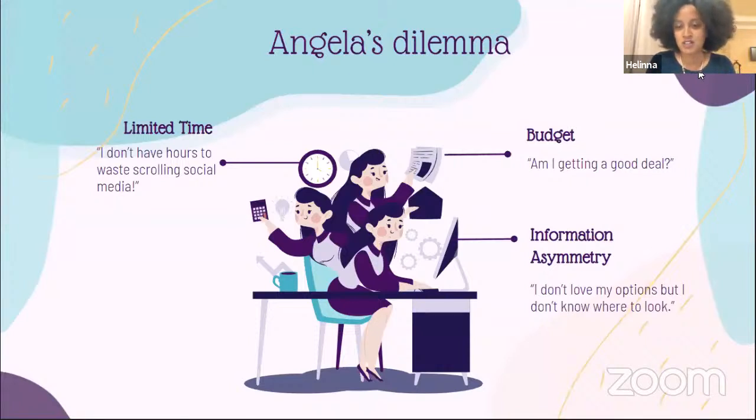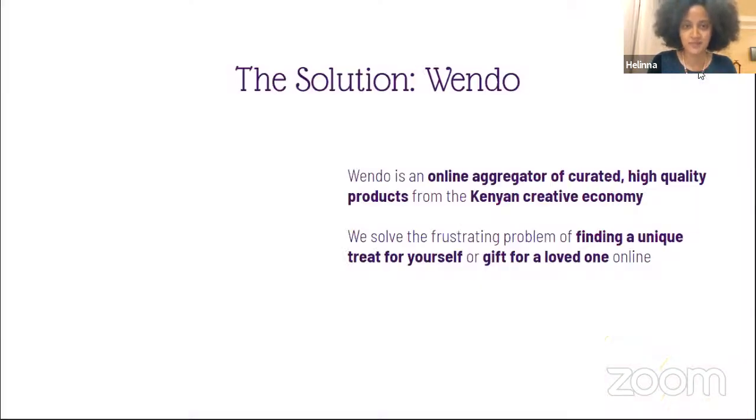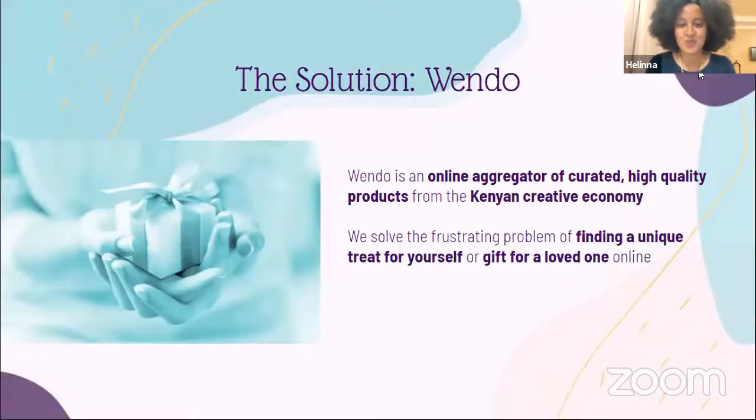Angela just ends up walking to her local mall, buying some imported pretty item. It's not what she wanted to do, but it solved her problem. Although I think we can do better for her. So the solution is Wendo. Wendo is an online aggregator of curated and high quality products from the Kenyan creative economy. We solve the frustrating problem of finding a unique treat for yourself or a gift for a loved one online.